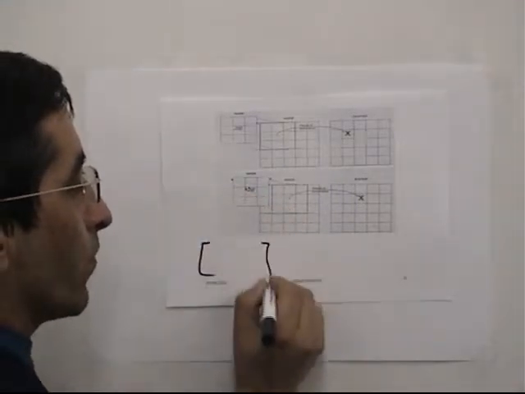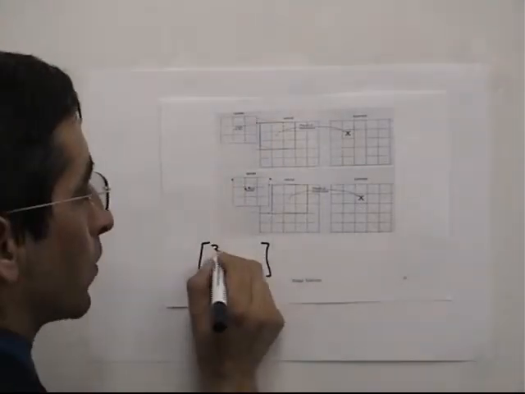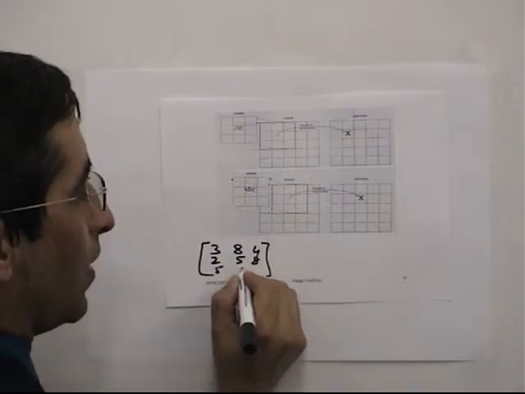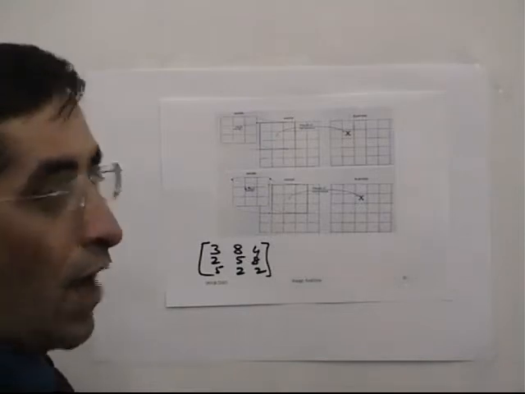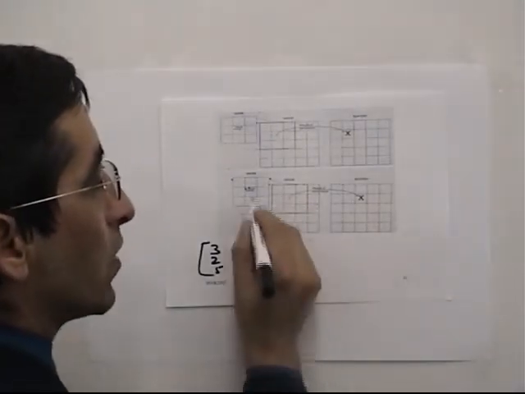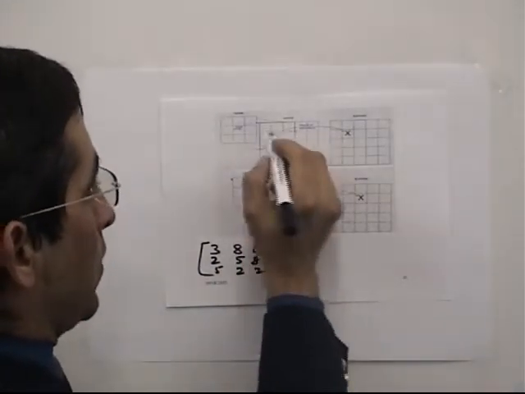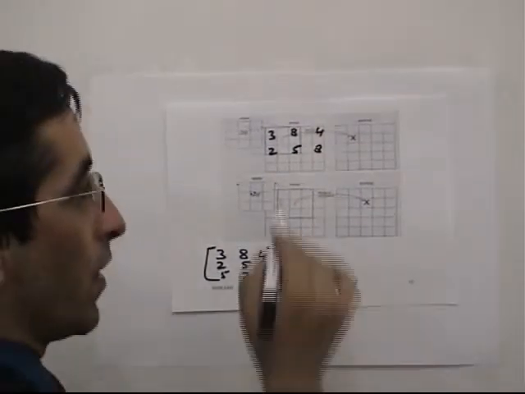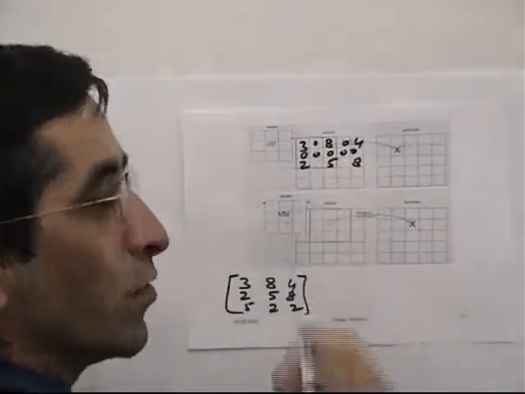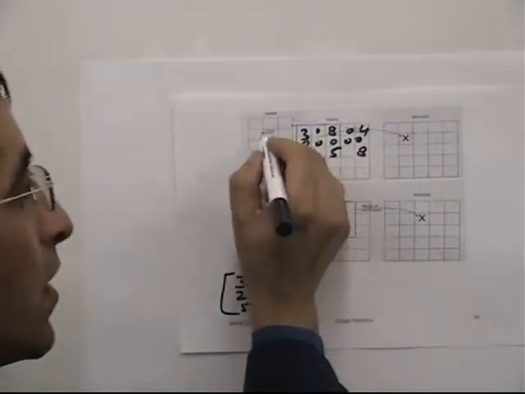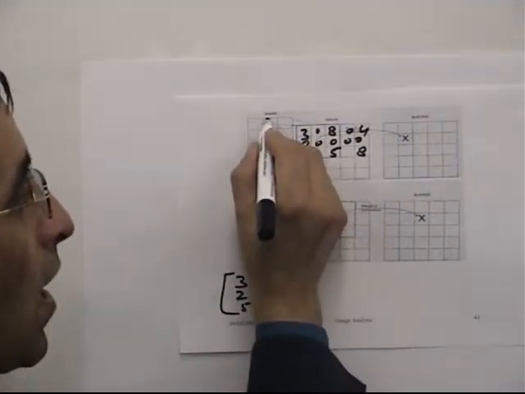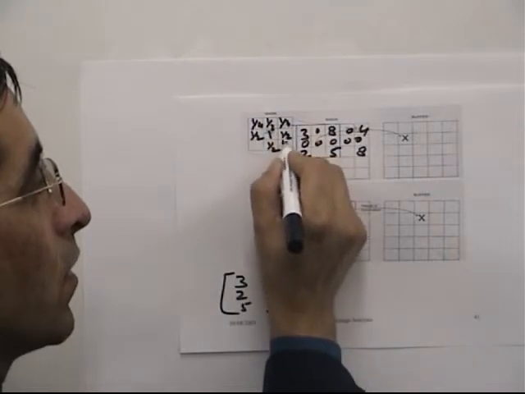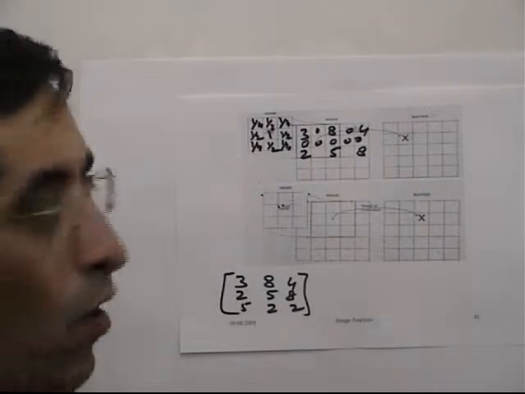I have the original image, 3 by 3, let's take any example: 3, 8, 4, 2, 5, 8, 5, 2, 2. I want to now zoom into this image. What do I do? I build an image matrix like this, and in between I put zeros. I have my convolution mask, which is 1 in the center, half at the closest points, and quarter in the farthest points of the neighborhood.